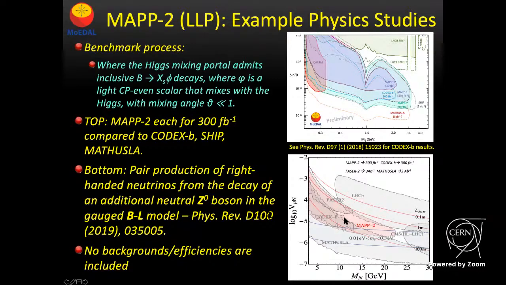Bottom, we see another case where we're looking for additional neutrinos from the decay of an additional Z0 boson in a gauged B-L model. You can see that on MAP-2, we really close up the gap between LHCb and Methuselah, again playing a complementary role.